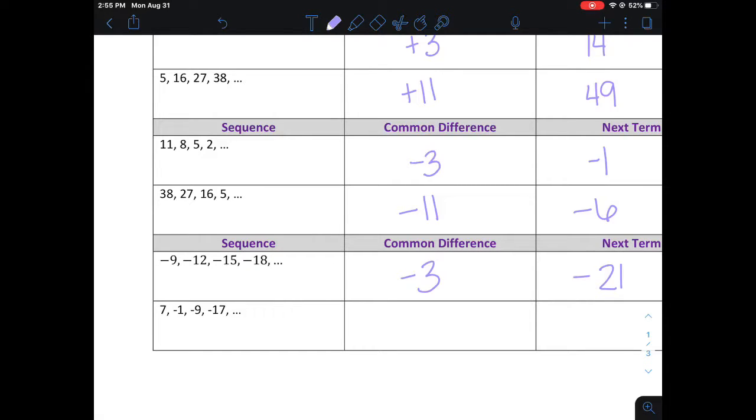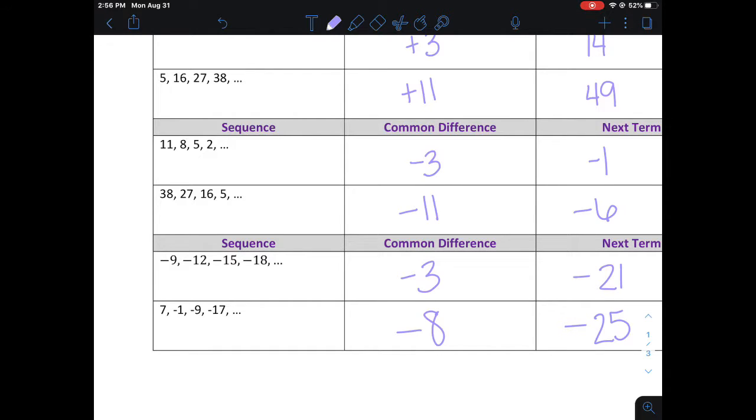And for the last one, we have 7, negative 1, negative 9, negative 17. And again, think to yourself, are my numbers getting bigger or smaller? If they're getting bigger, I'm adding a positive number. If they're getting smaller, I'm adding a negative number. So to get from 7 to negative 1, it looks like I added a negative 8, negative 1 to negative 9, negative 8, and so on. So negative 17 plus negative 8 will get me negative 25.